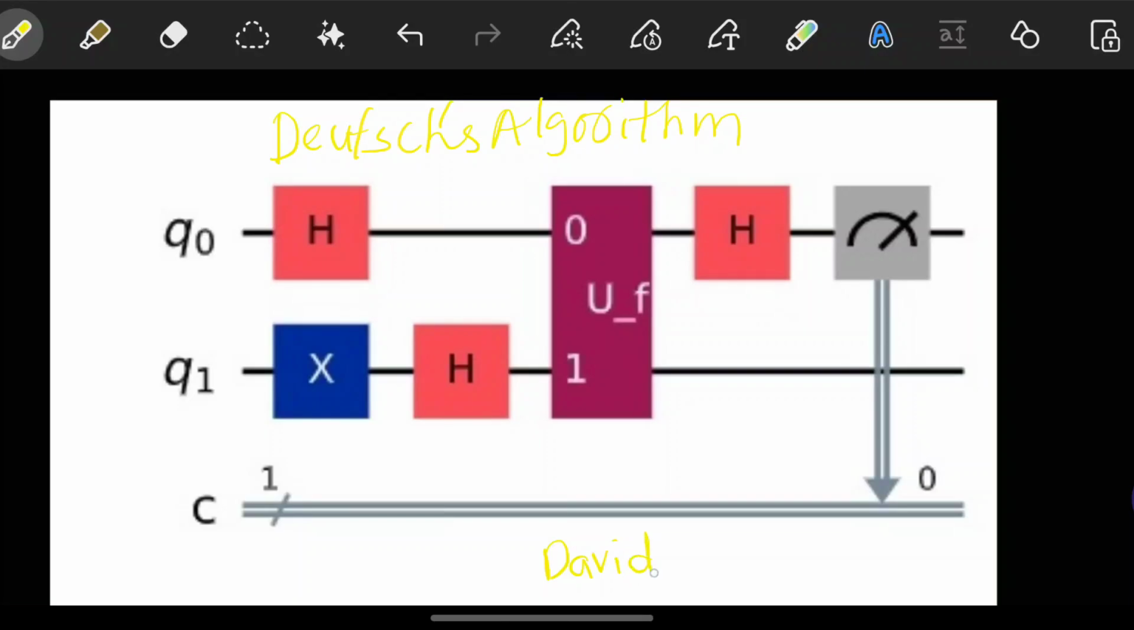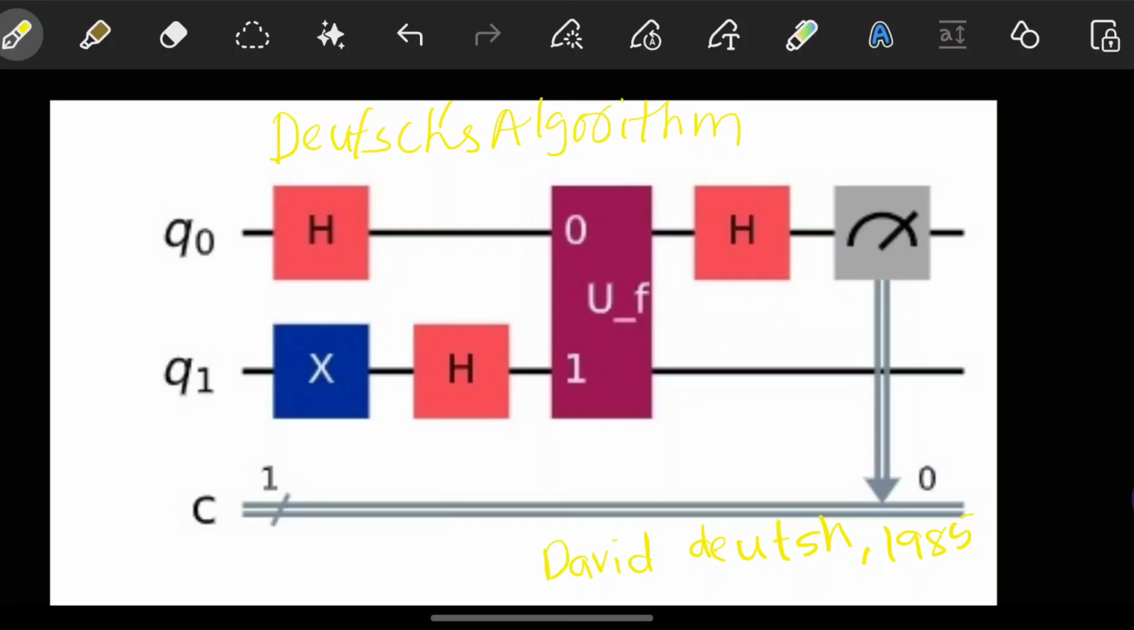David Deutsch, 1985. It is the first example that showed a quantum computer can solve a problem faster than any classical computer. Even though the problem itself is tiny, it is solved in very little time.